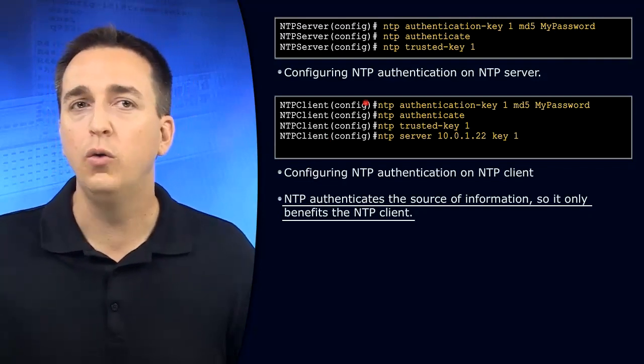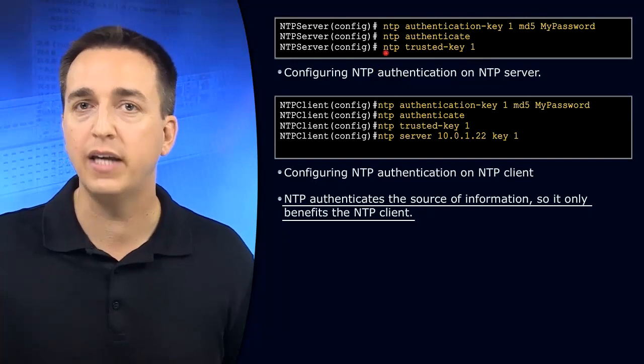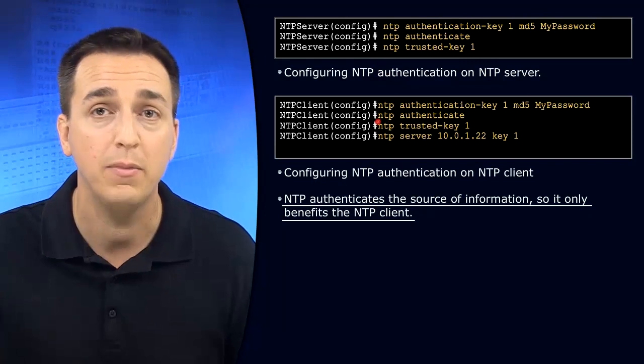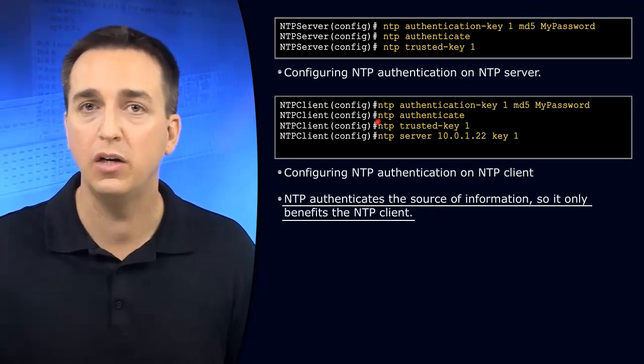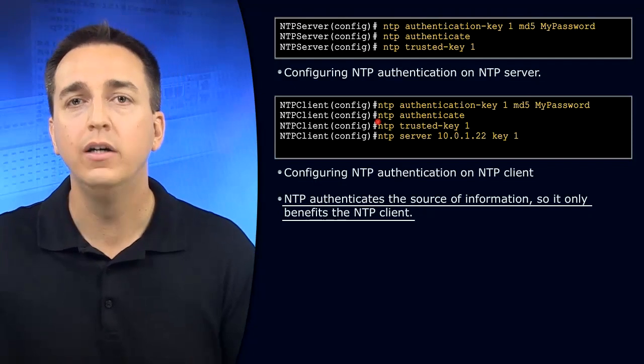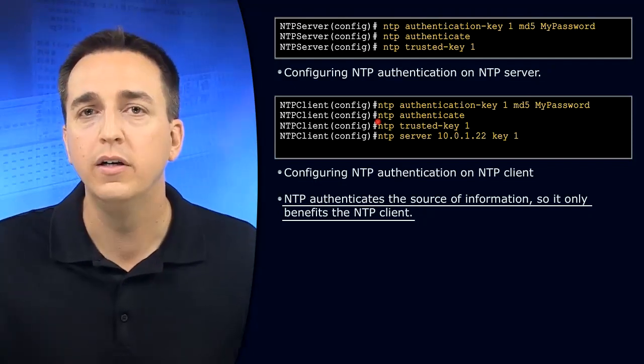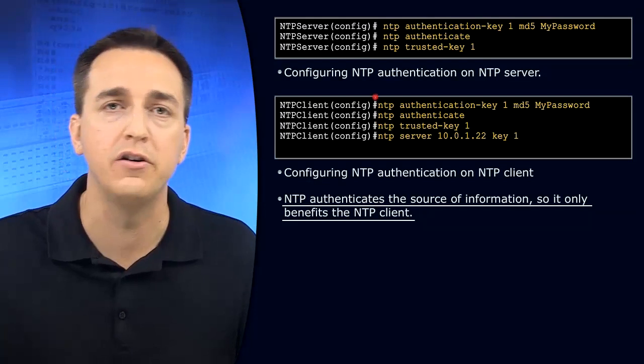So what do we need to do? We need to set up the server with authentication information, and the client has to be set up with authentication information as well. And it has to be the same information because we're going to be generating a hash, and it's the hash that's going to be compared when we are verifying whether the server was successfully authenticated or not.